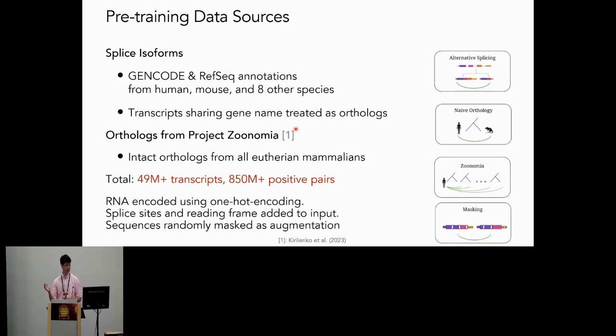Just some final notes on our data processing. We treat the RNA sequence as a one-hot encoding, and we also include splice site and reading frame information. And we also randomly mask out the sequence for further augmentation and regularization.